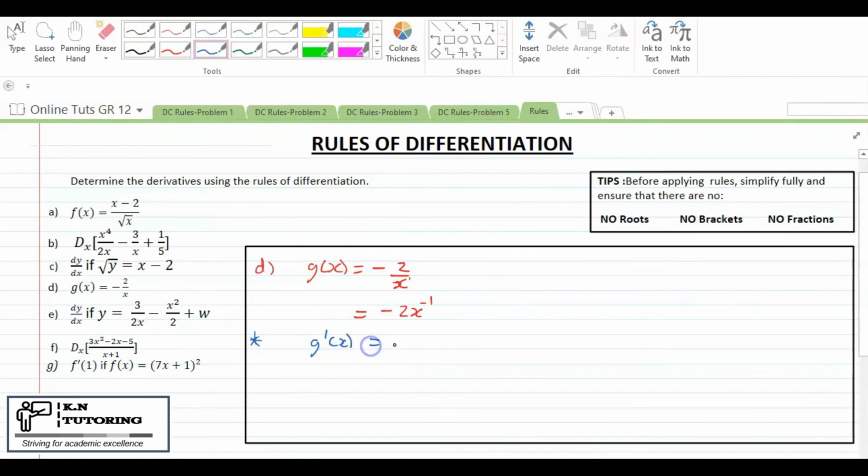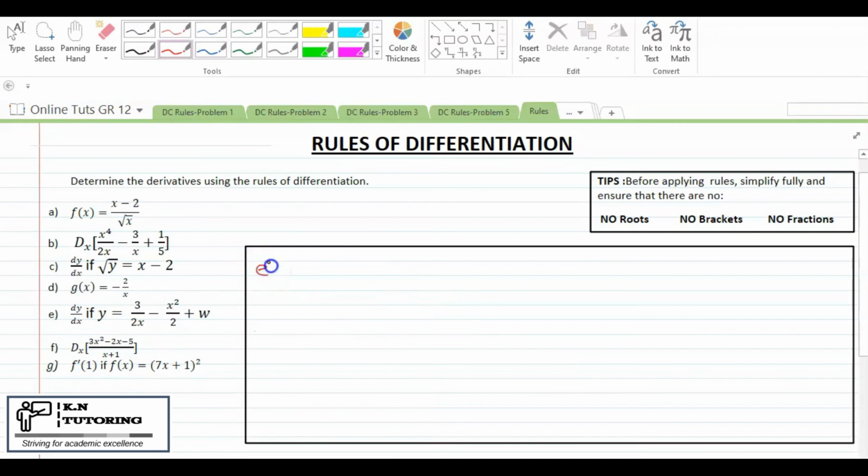So I've got the negative there, I've got the 2 as my coefficient. I drop my exponent, then from the same exponent I subtract 1, so negative 1 minus 1. Negative times negative is positive, so it's going to be 2x to the exponent minus 2. If I simplify this, it's going to be 2 divided by x squared. And if you go back to the previous video where I used first principle, you will realize that I also got the same answer.